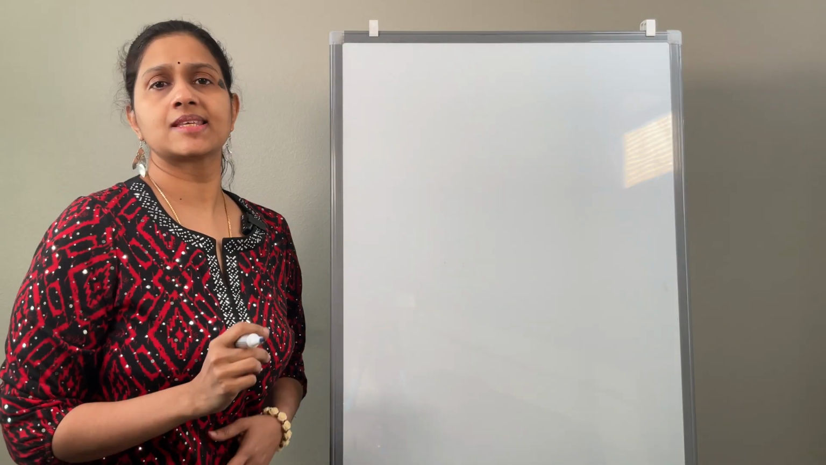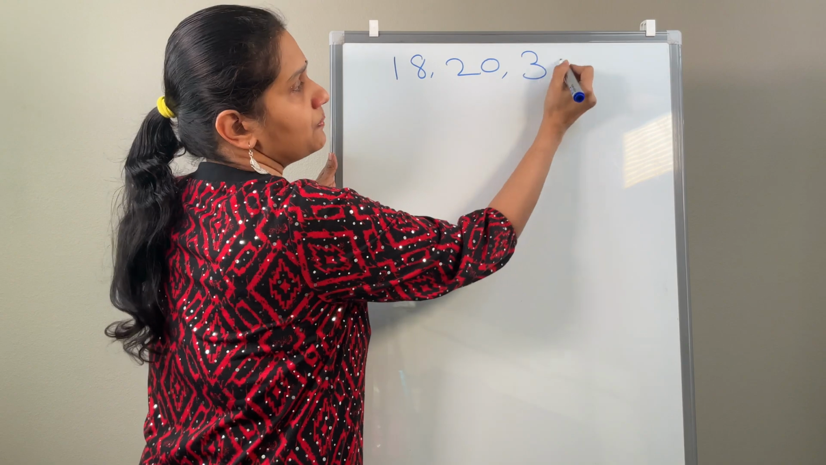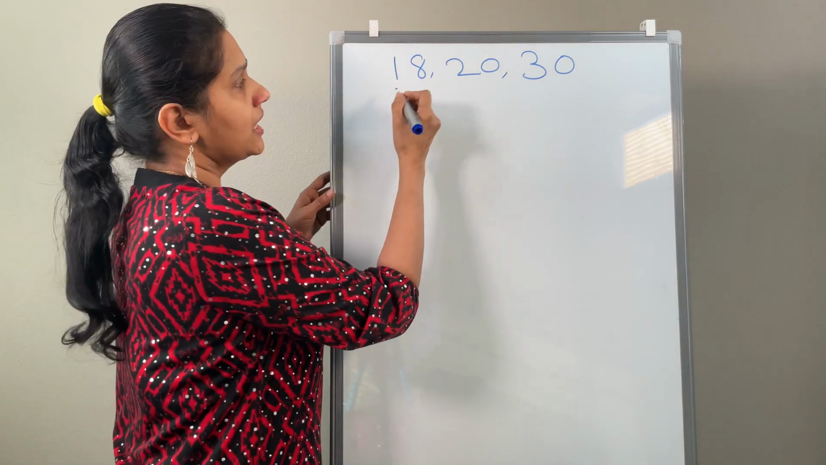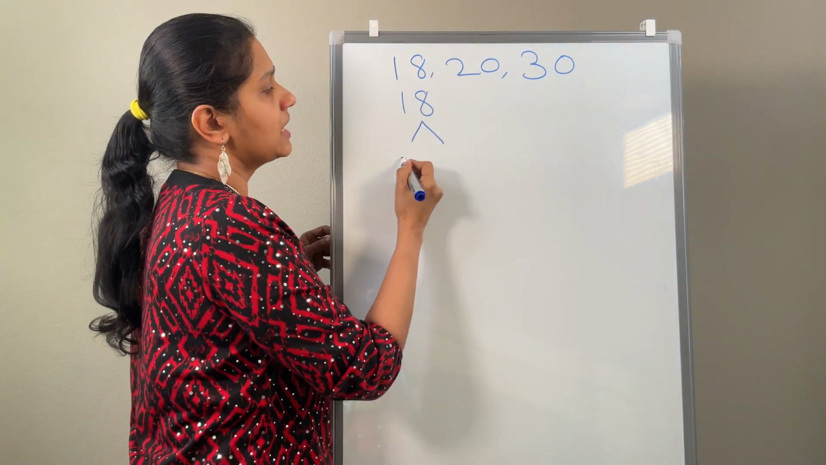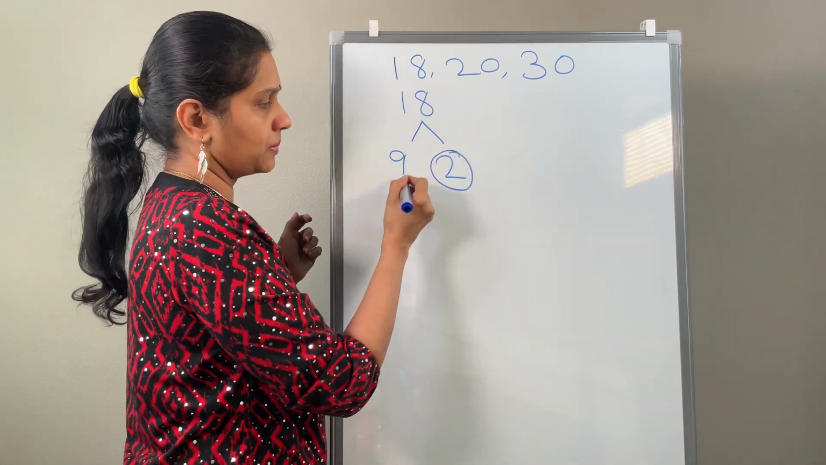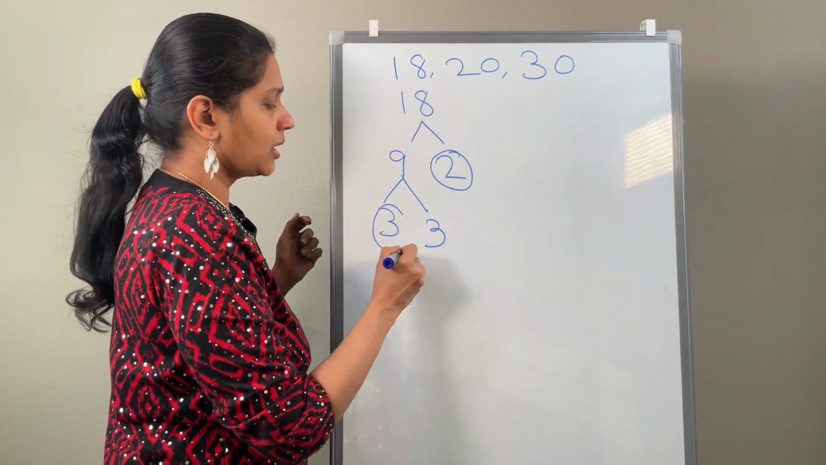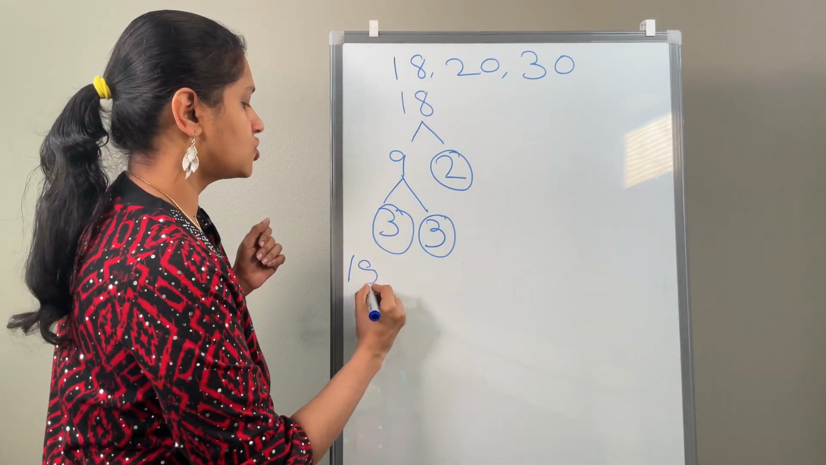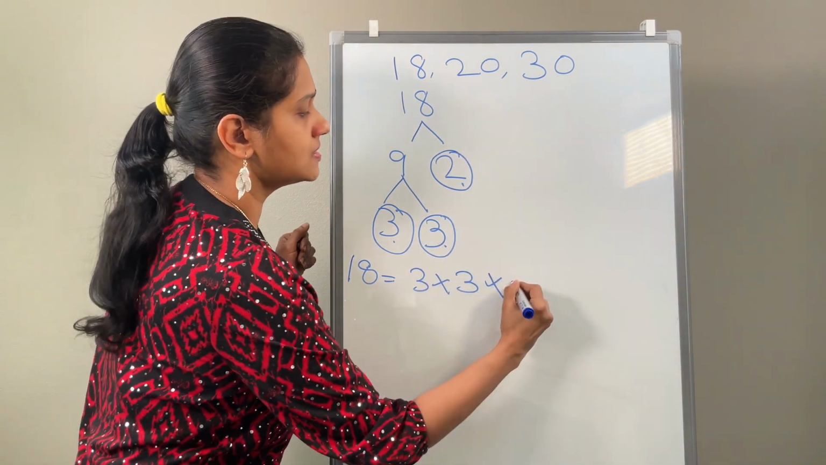Now we will consider the next example. Say the numbers 18, 20 and 30. Now we are going to use the prime factorization strategy to find the GCF of these numbers. Let us do the prime factorization of the number 18 first. 18 can be written as 9 times 2. You can see the number 2 is a prime number. This number 9 can be written as 3 times 3. So the 3s are prime numbers. So in short, the prime factorization of 18 is going to be 3 times 3 times 2.